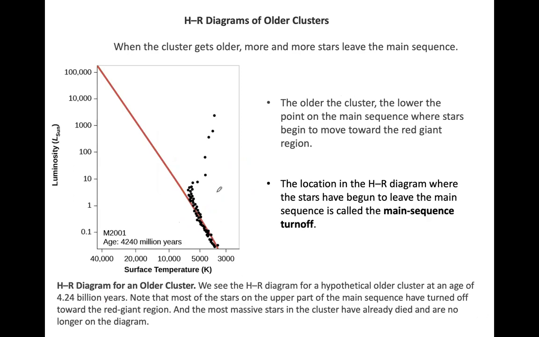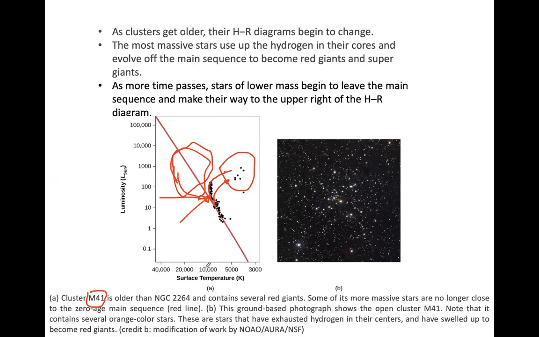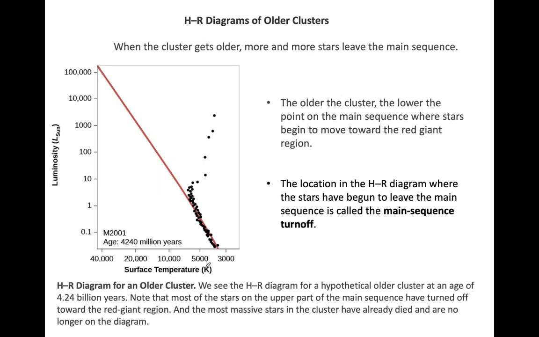Now, here is another one, which is again an older cluster than this one right here. So this is M41, which is older. When it gets more and more old, if you think about another cluster that is even older than this previous one, this is a hypothetical star cluster which has an age of 4.24 billion years. You can see that this is a very old cluster, right?